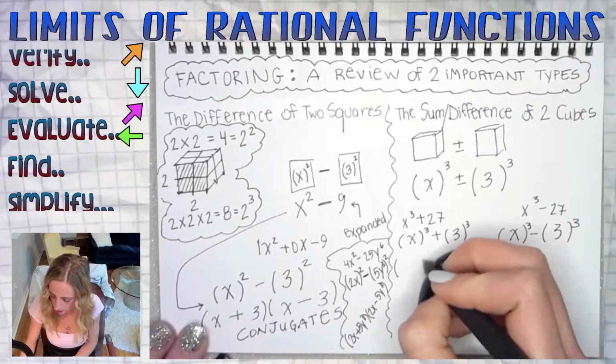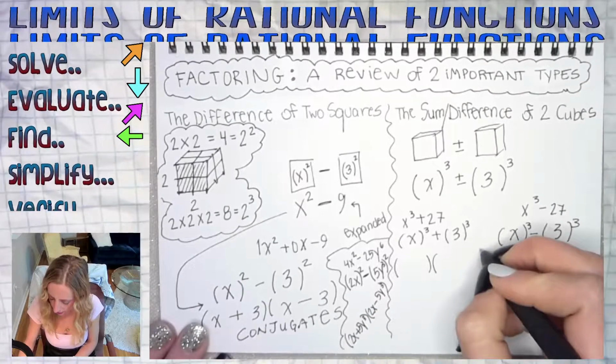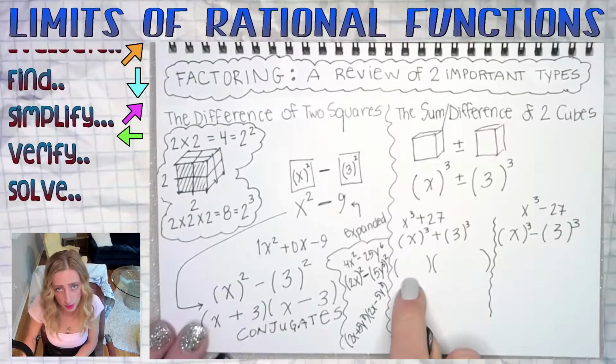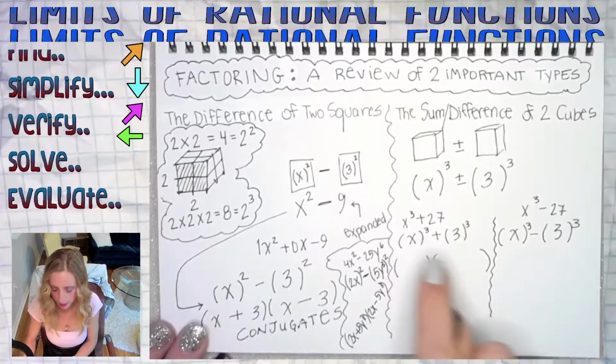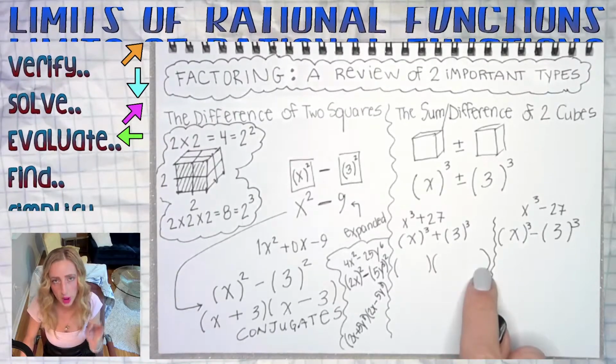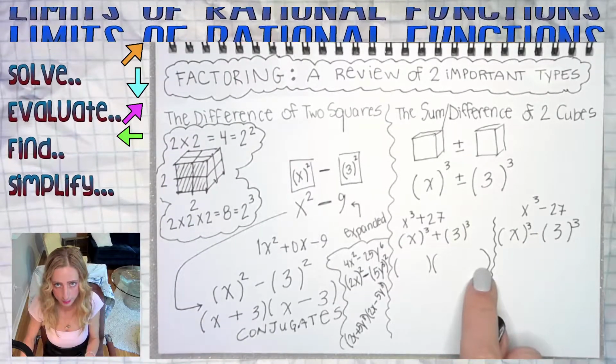Now, again, just a shortcut. When we factor this, we will always get a linear binomial when we factor something in this format, and a quadratic trinomial. The quadratic trinomial will be prime.